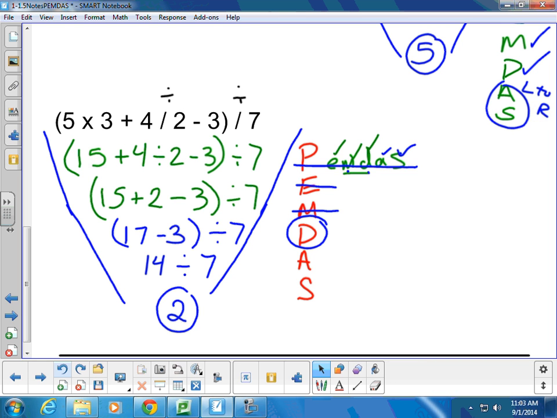Okay, hopefully that helps you out a little bit. We are going to do a sheet tomorrow in class of practice problems to work on those. And we'll have a puzzle as well for you to work on your order of operations and solving things in the correct order.